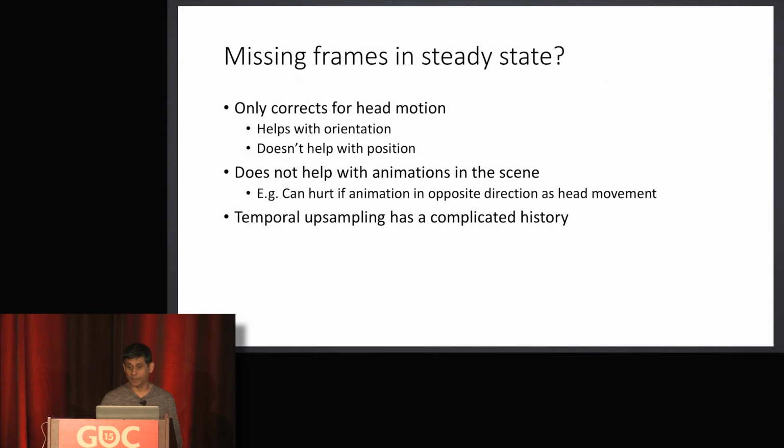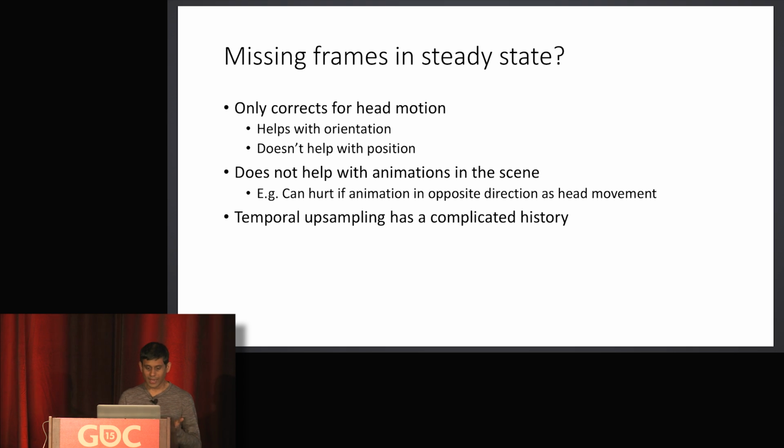So ATW can help smooth over glitches. Could we use that to run in a steady state at a lower frame rate than the refresh rate? The thing to remember here is that ATW only corrects for head motion. And even there, it only helps with the orientation aspect of your head motion. It doesn't help with position changes. That's mostly because time warp is an orientation time warp.